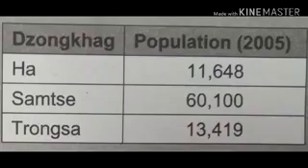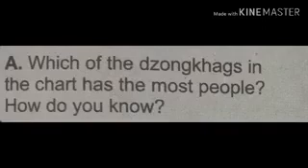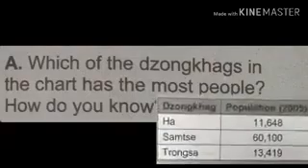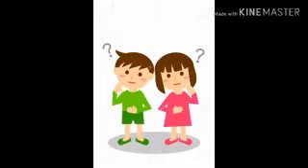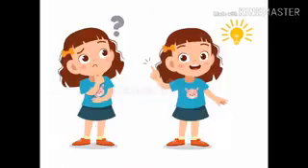13,419 people. Using the information given in the table, you have to find out which of the Dzongkhags in the chart has the most people. Once again, which of the mentioned Dzongkhags has the highest population? Moreover, you also need to think what made you decide that the chosen Dzongkhag has the highest population. Well, I'm sure you have chosen Samtse with the highest number of people.